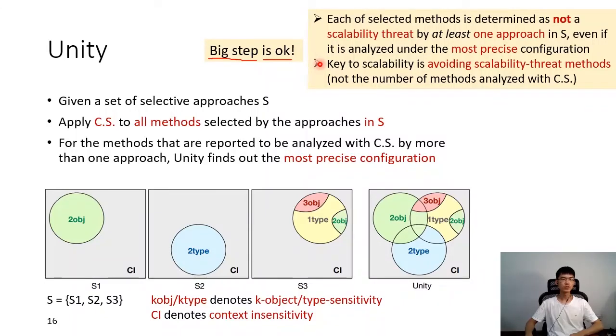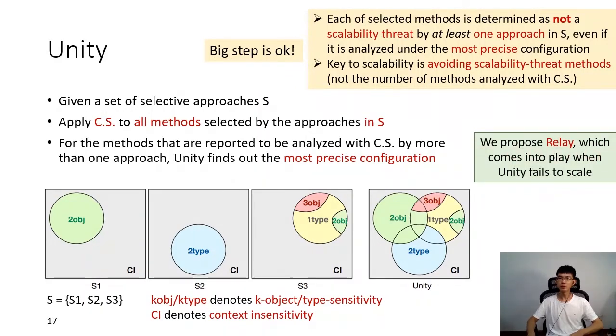As a result, although now possibly many more methods are analyzed under CS with more precise configuration, we still have a chance to obtain a scalable analysis. Consequently, Unity exhibits good scalability in our evaluation. However, we cannot ensure that Unity is always scalable. After all, it is indeed more expensive. So we propose Relay, which comes into play when Unity fails to scale.